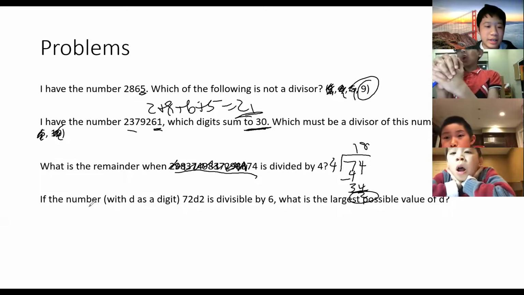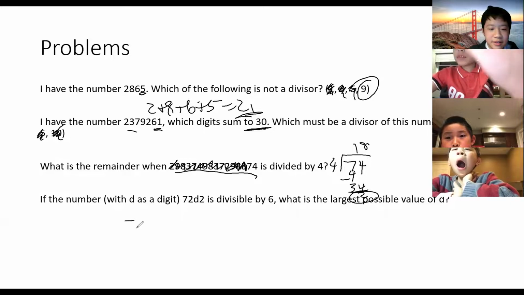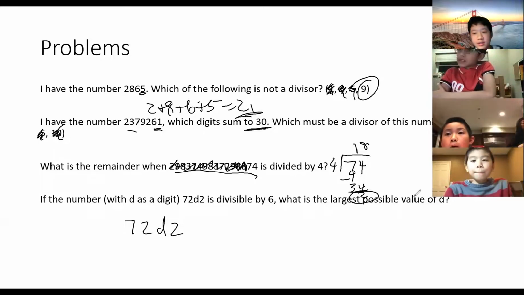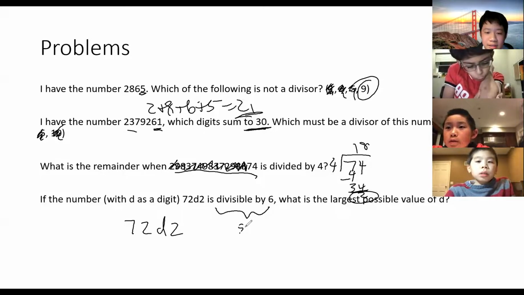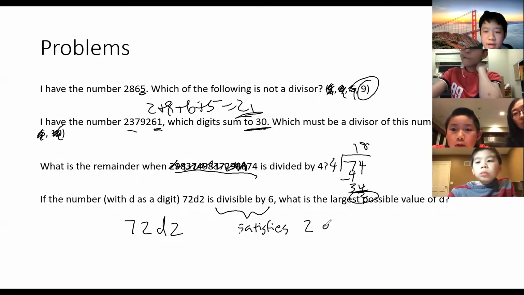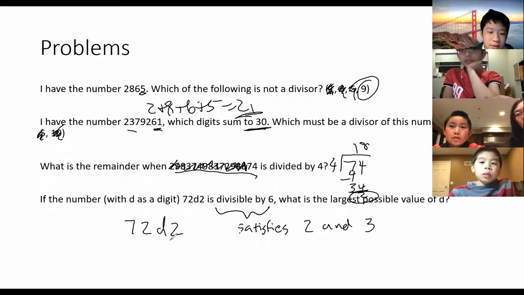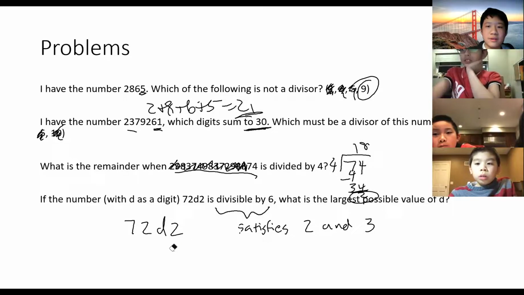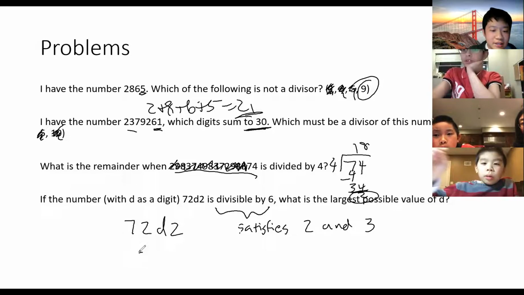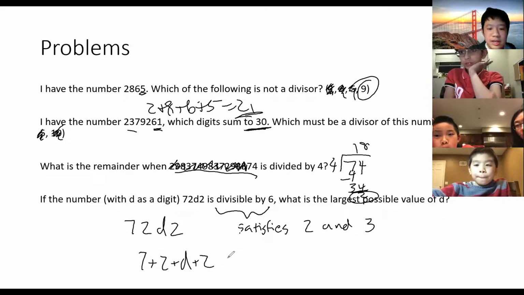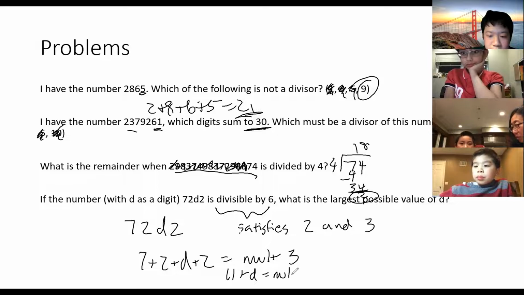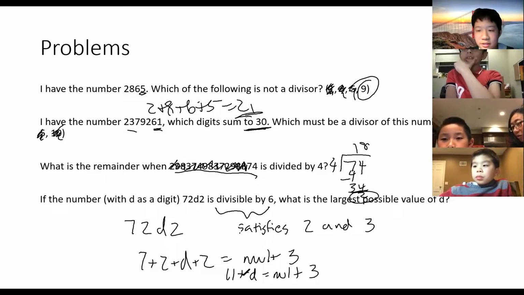Now the hard problem. If the number 72d2, with d as a digit, is divisible by 6, what is the largest possible value of d? Okay, so what is the rule for divisibility by 6? It satisfies the rules for 2 and 3. First, let's check for 2. Well, that's already certain. We already know it's divisible by 2 for sure. So we just need to test for 3, right? When I add the digits together, 7 plus 2 plus d plus 2, it has to be a multiple of 3. If I add the known numbers together, I'll get 11 plus d, which has to be a multiple of 3. So I can basically just test out values for this, right?